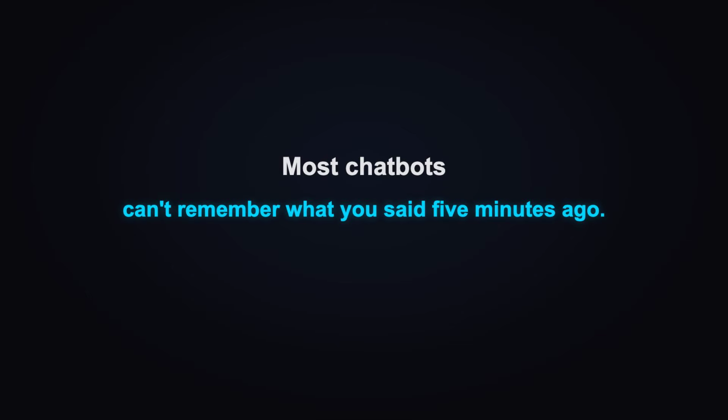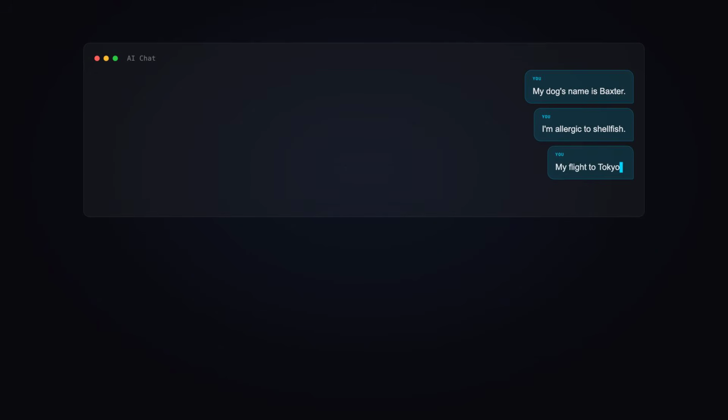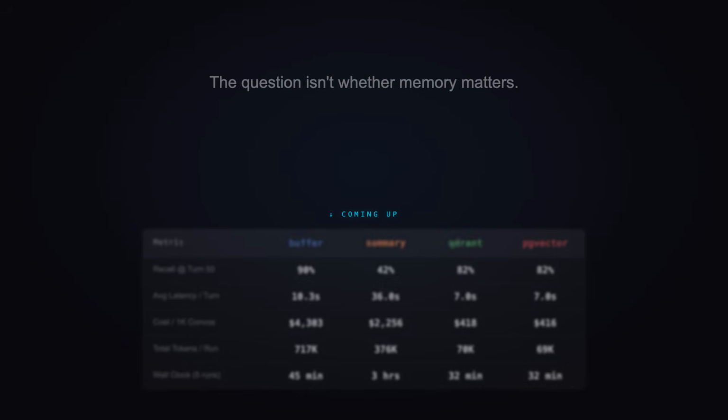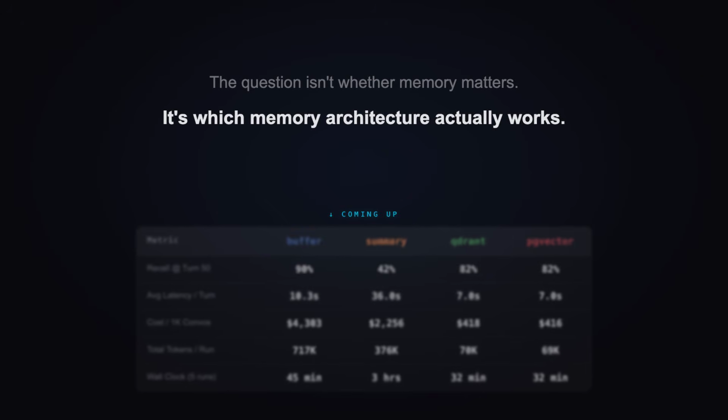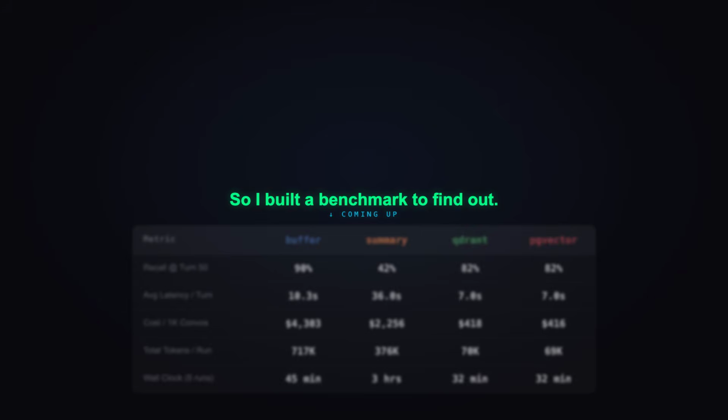Most chatbots cannot remember what you said 5 minutes ago. You tell it your dog's name is Baxter, you tell it you are allergic to shellfish, you share your flight details, and 20 turns later, it's forgotten everything. The question isn't whether memory matters, it's which memory architecture actually works. So I built a benchmark to find out.